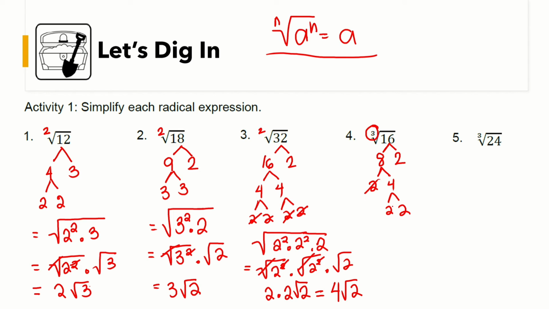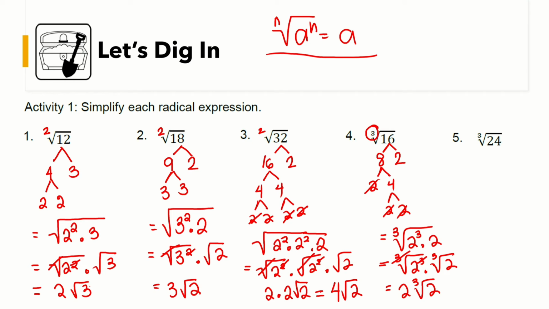So let's say this one, 1, 2, 3. So that is now the cube root of 2 raised to 3 times 2. Applying again the product rule for radicals, that is the cube root of 2 cubed times the cube root of 2. So cancel this out. Then the answer is 2 cube root of 2.